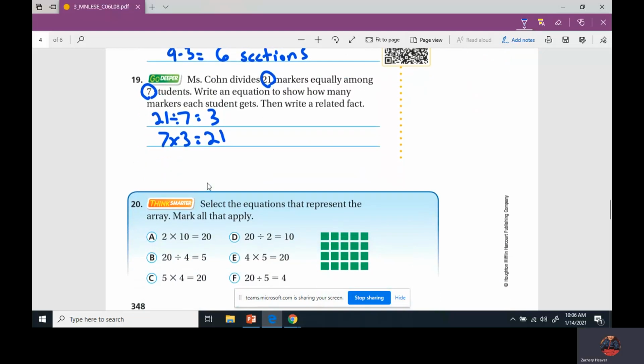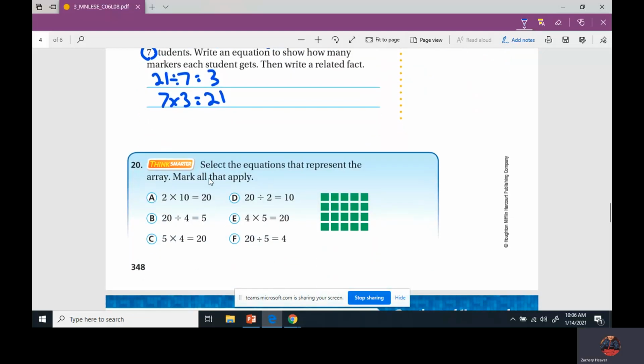Select the equations that represent this. So we know we have 1, 2, 3, 4. We have 4 down, 1, 2, 3, 4, 5, and we know it equals 20. So they have to have 4, 5, and 20. 10 times 2 times 10, nope. 20 divided by 4 makes 5, yes. 5 times 4 makes 20, yes. They have all 3 numbers. 20 divided by 2, nope. 4 times 5, yes. 20 divided by 5 is 4, yes.